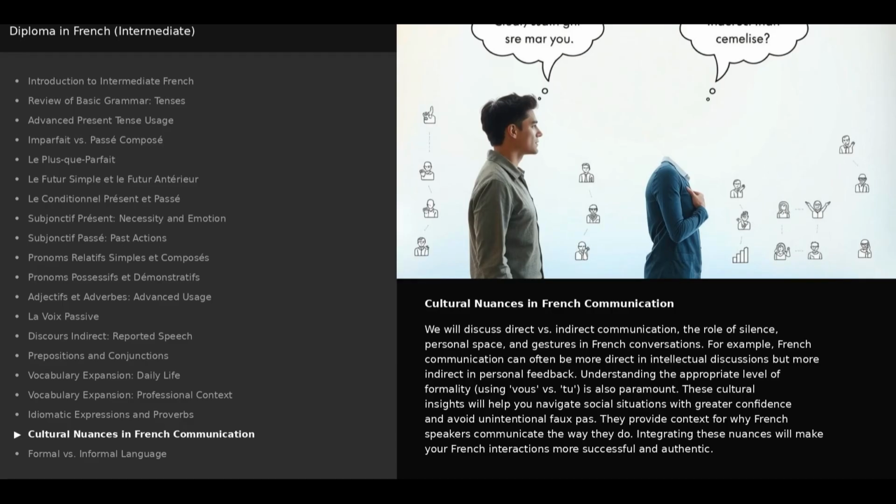These cultural insights will help you navigate social situations with greater confidence and avoid unintentional faux pas. They provide context for why French speakers communicate the way they do. Integrating these nuances will make your French interactions more successful and authentic.